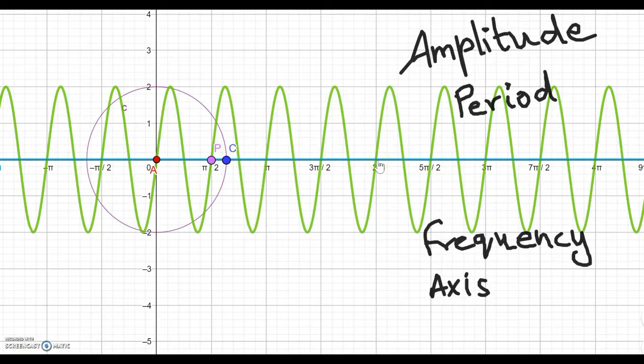Now what is the period here? You can see that one full cycle ends at pi by 2. So pi over 2 is the period for this particular function, which is nothing but 2 pi over 4. Because there are 4 full cycles, you divide 2 pi by 4 and you get the period. 2 pi divided by the frequency gives you the period.